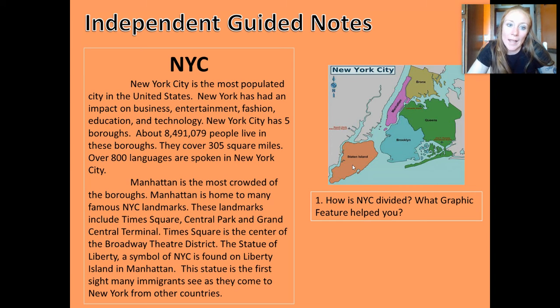Over 800 languages are spoken in New York City. Manhattan is the most crowded of the boroughs. Manhattan is home to many famous NYC landmarks. These landmarks include Times Square, Central Park, and Grand Central Terminal. Times Square is the center of the Broadway Theater District. The Statue of Liberty, a symbol of NYC, is found on Liberty Island in Manhattan. This statue is the first sight many immigrants see as they come to New York from other countries.